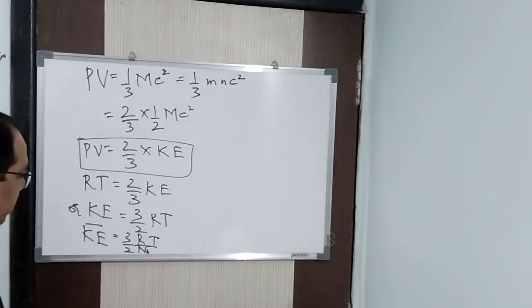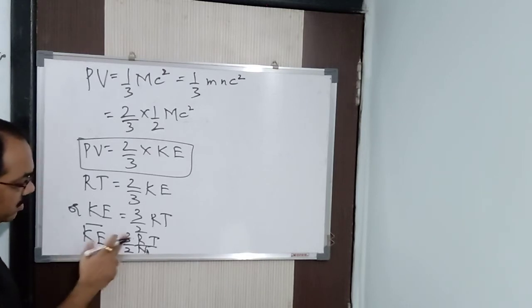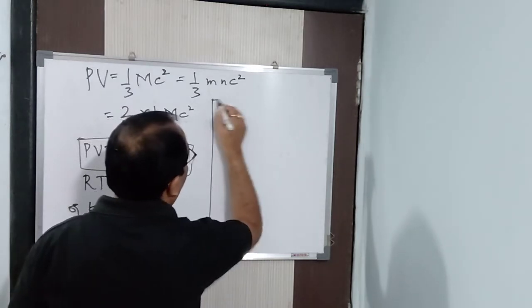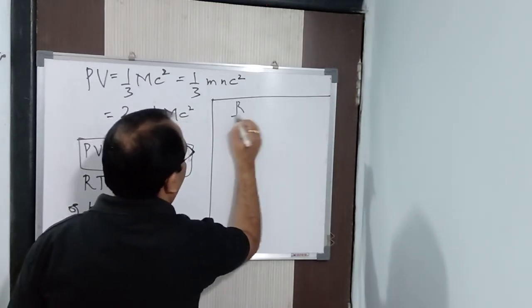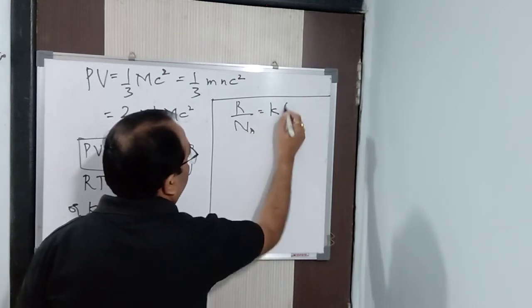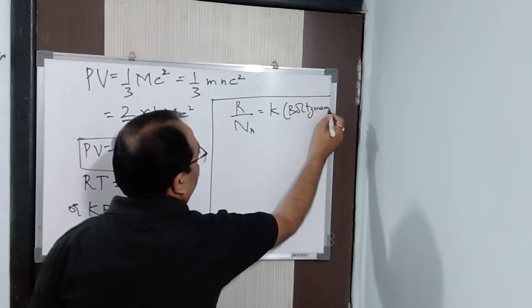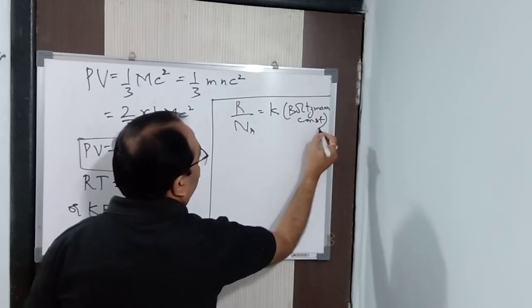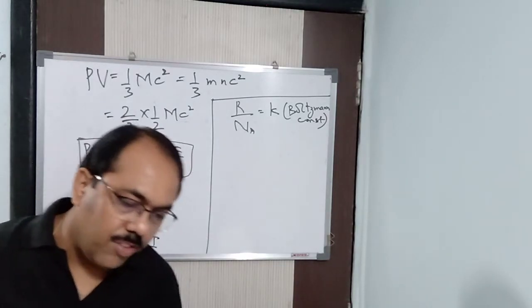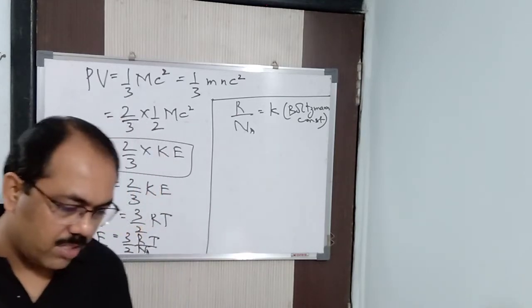So KE dash stands for your average kinetic energy. Average kinetic energy is equal to 3 by 2 R by Na into T. Now what does this R by Na stand for? Na is Avogadro's number, and R by Na stands for K. K stands for Boltzmann constant. We have different values of R depending on the units.